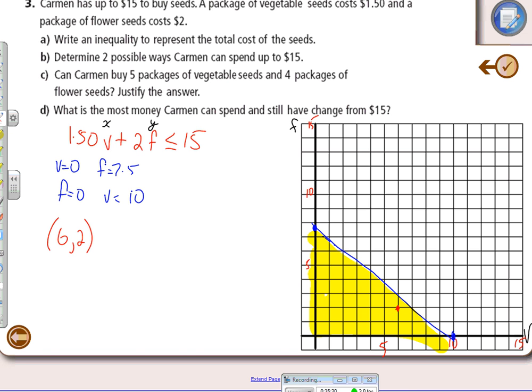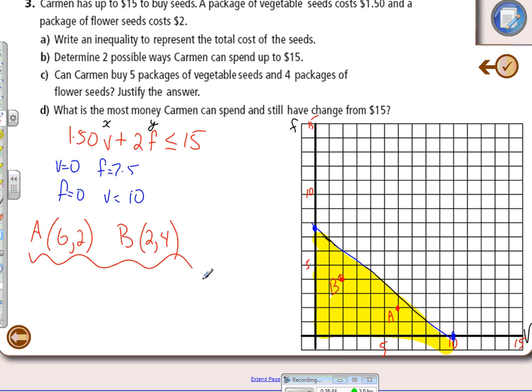What's another option? How about 2, 4? Hey, that one would work as well. 2 veggie seeds, 4 flower seeds. We have enough money for that as well. So we'll call this one point A, and we'll call that one point B, for the 2 ways that we can do it.